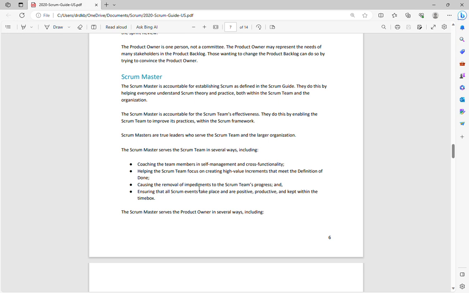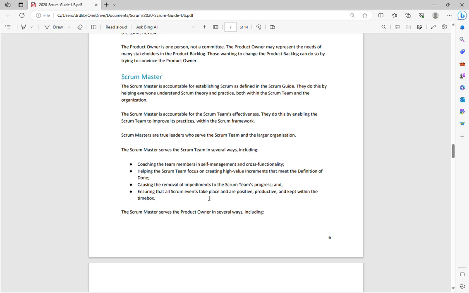Causing the removal of impediments to the Scrum team's progress. Help the team with the blockers. If the team is facing any blockers within the team or outside the team, the Scrum Master should help them to resolve those impediments. It is a common responsibility of the Scrum Master that he should help the team with any impediments that they are facing during the sprint.